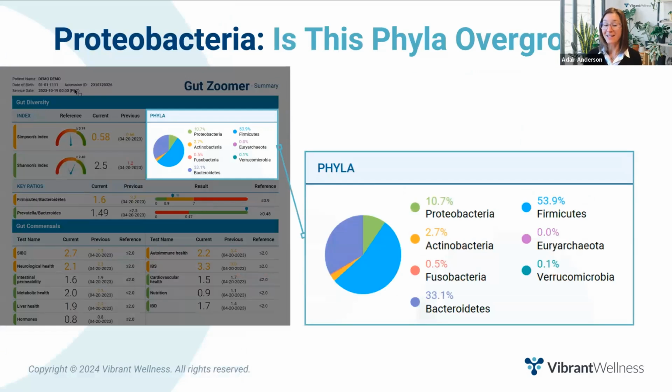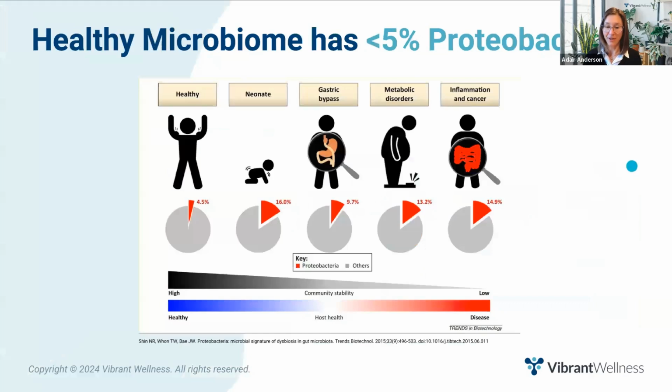Next, I look at the phyla distribution to see whether Proteobacteria is overgrown. Note, there's no set reference range for phyla. However, based on the research I've read, I understand that Proteobacteria should be less than 10% and ideally less than 5%. When Proteobacteria is elevated, it usually means that the patient has an overgrowth of gram-negative bacteria and an abundance of the LPS endotoxin.